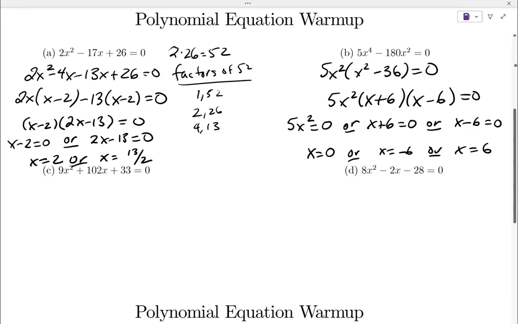All right. What did you do next? What was your first step in part C? Pull out a 3, right? There's a GCF there. When you pull out your 3, you're left with what?